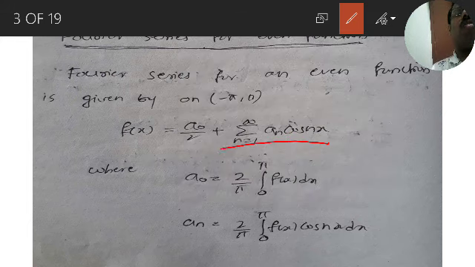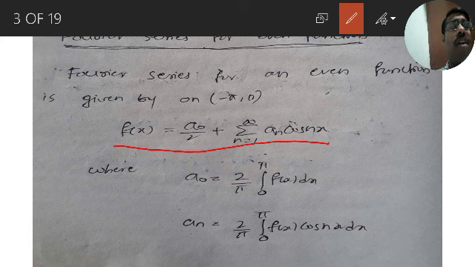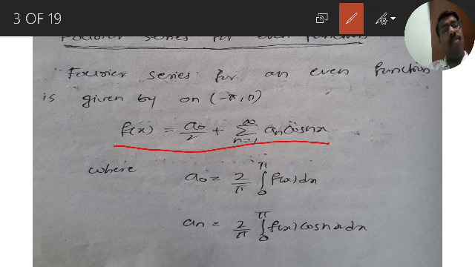f of x is equal to a naught by 2 plus sigma n is equal to 1 to infinity a n into cos n x. No bn term. In an even series, for an even function, the Fourier series has no bn term. Only a naught and a n come. So it is enough to find a naught and a n if the function is even in the interval minus pi to plus pi. Remember, the interval should be from minus pi to plus pi.